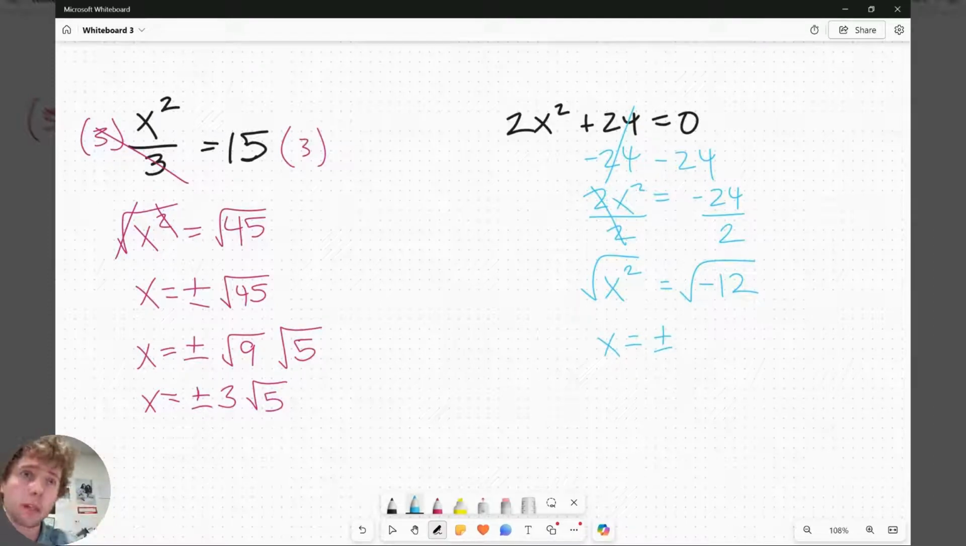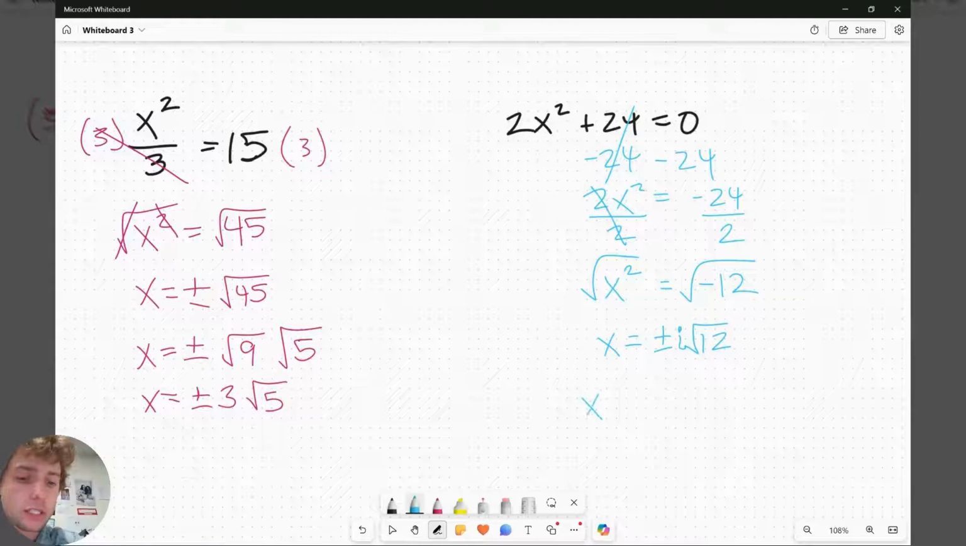Okay, but remember from the last video, we don't like negative square roots, so I'm going to make this 12 positive. But if you change your square root to be positive, that means that you must be making the imaginary number. In order to change your square root from a negative to a positive, you need to include the imaginary number i.